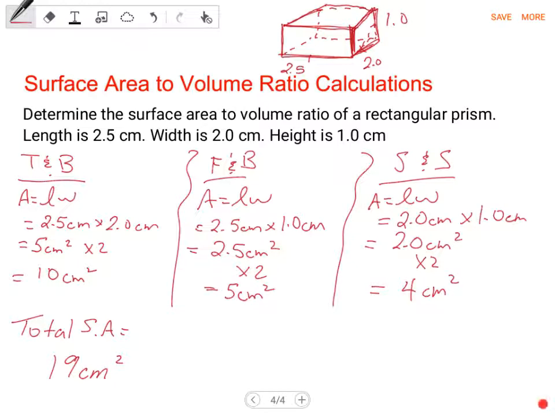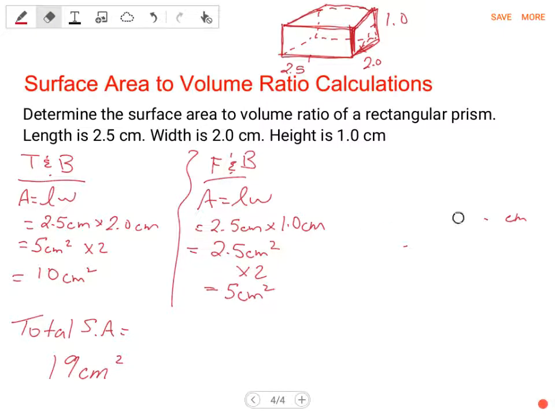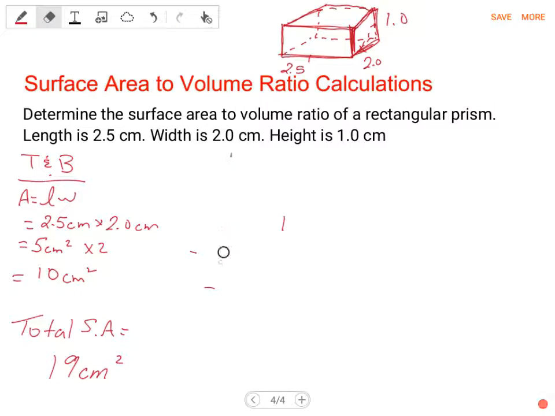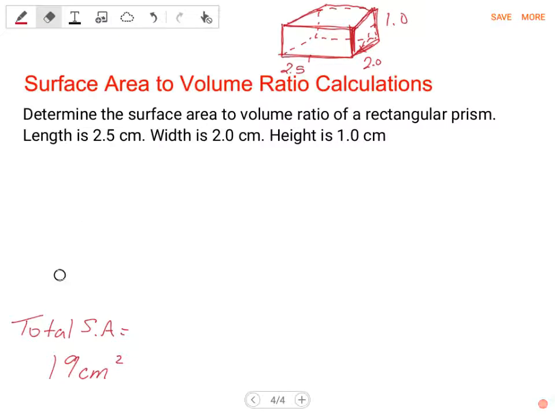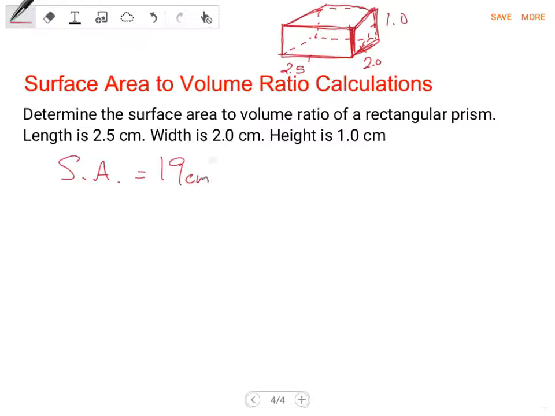Now, of course, we need the volume. I don't mean to confuse anyone here, but I'm just going to erase and give us some space. I think, because you can rewind this, obviously, on your device. So we have a surface area of 19 centimeters squared. Now we'll do our volume.